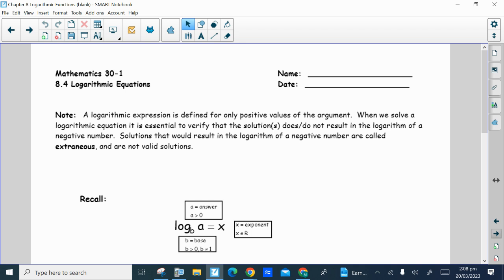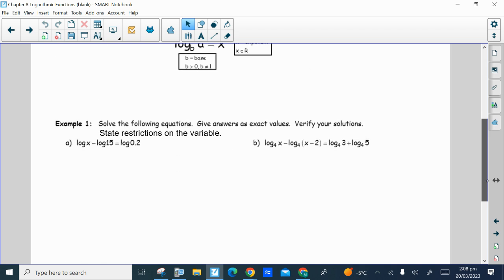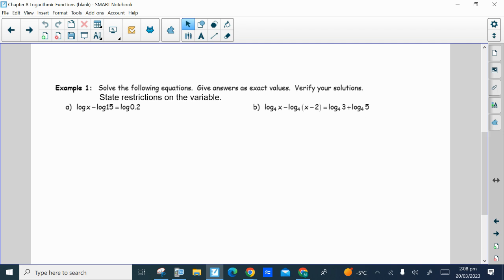A logarithmic expression is defined for only positive values of the argument. When we solve a logarithmic equation, it's essential to verify that the solution or solutions do not result in the log of a negative number. Any of those that do are called extraneous and are not valid solutions. So we're asked to solve, give answers as exact values, and verify our solutions. Also state restrictions on the variable.